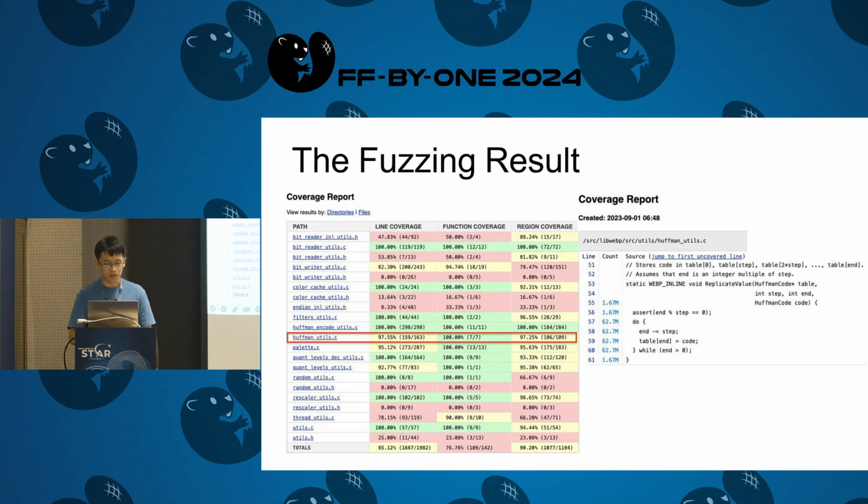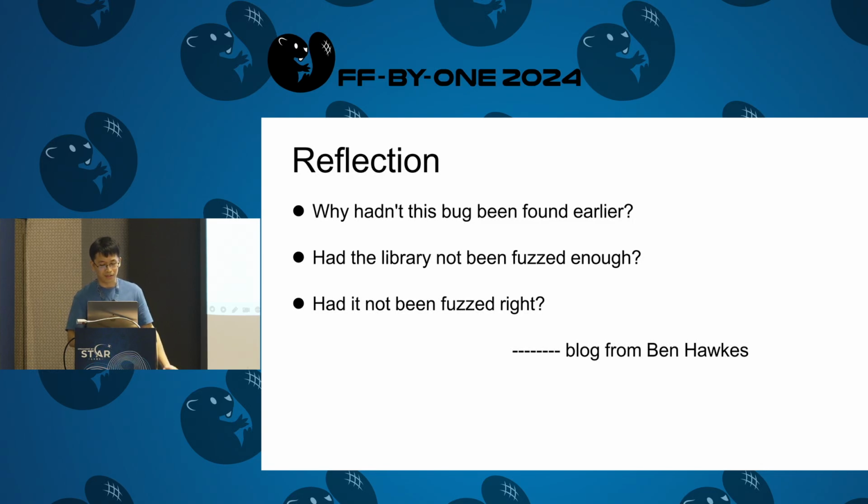And since libwebp is also a project in the Google OSS-Fuzz platform, let's take a look at why this vulnerability was discovered by researchers. We can see that the function file where the problem occurs has actually been relatively fully tested by code coverage. Each function has been 100% covered. So where does the problem lie? Here we need to reflect on why this bug hadn't been found earlier. Why had the library not been found enough? Had it not been found right?